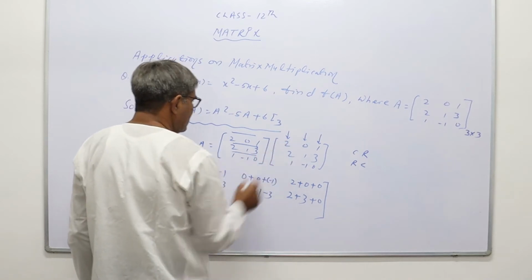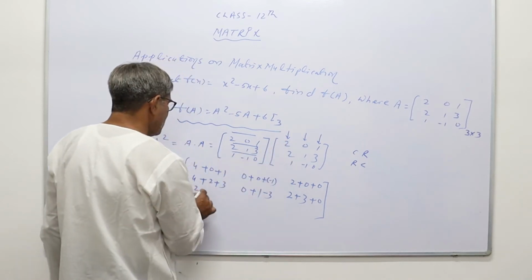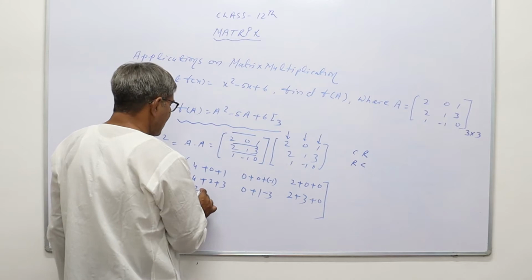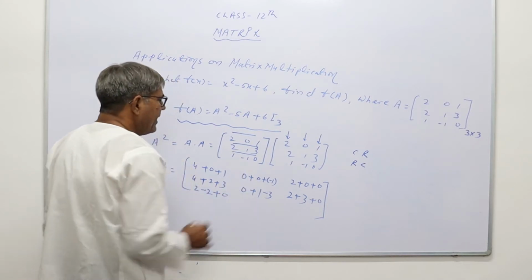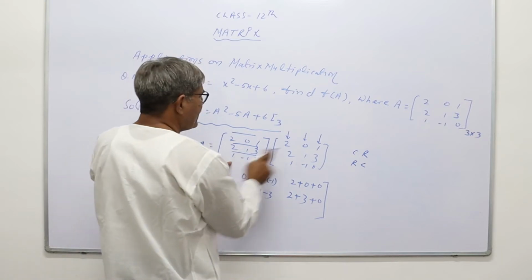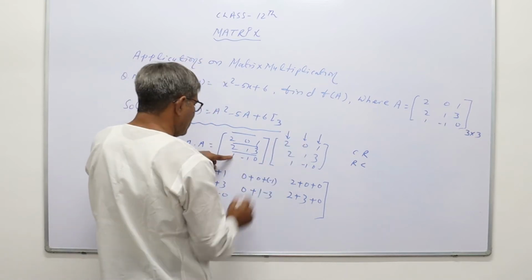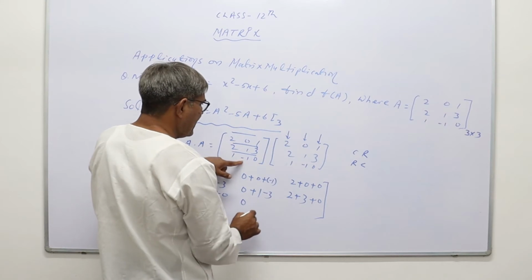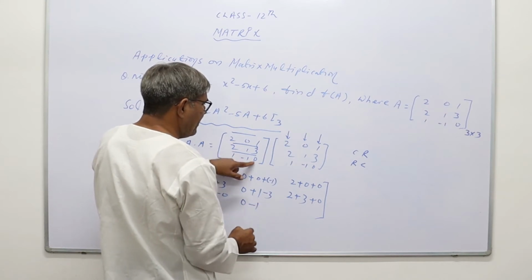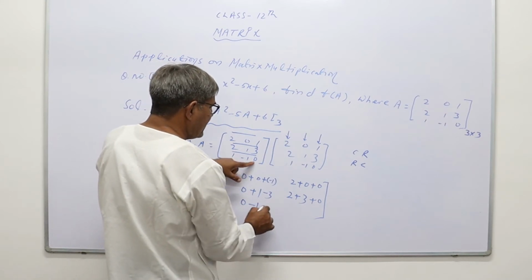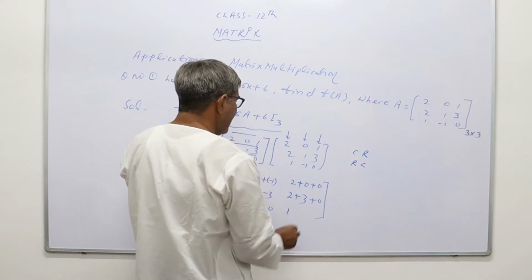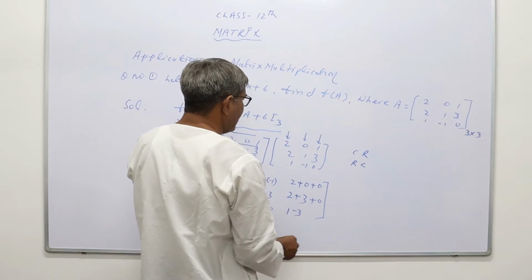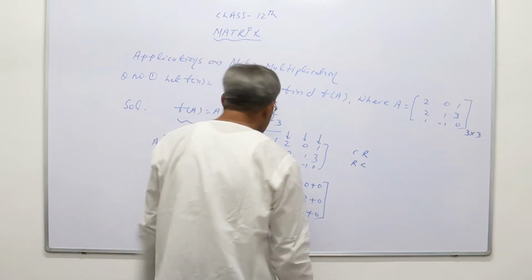Then third row with first column: 1 into 2, that is 2. Then −1 into 2, −2, plus 0 into 1, that is 0. Then third row, second column: 1 into 0, 0, −1 into 1, that is −1, plus 0 into −1, that is 0. Then 1 into 1, 1, −1 into 3, −3, plus 0 into 0, that will be 0.